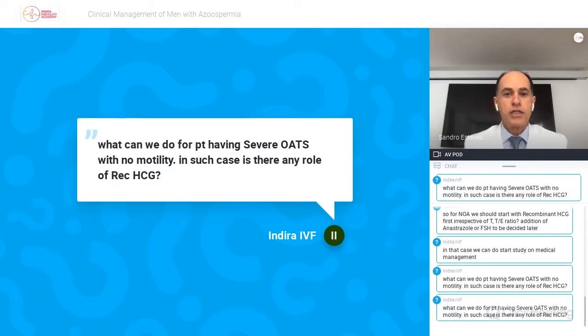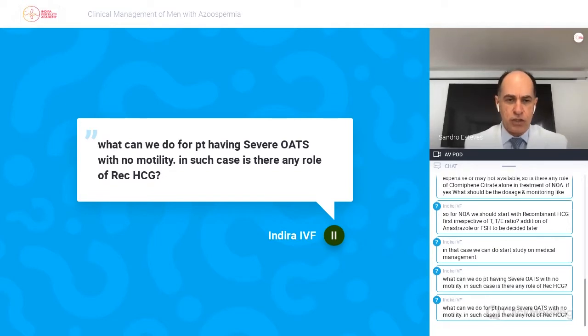Yeah, I think this is also an important point. In patients with severe oligoasthenoteratozoospermia, you need to see if there's any role for recombinant HCG. The answer is, it depends on the testosterone levels. If you have low testosterone levels, so the patient has hypogonadism, you might explore the possibility of giving these patients recombinant HCG to improve the intratesticular testosterone production and eventually the spermatogenesis as a whole.